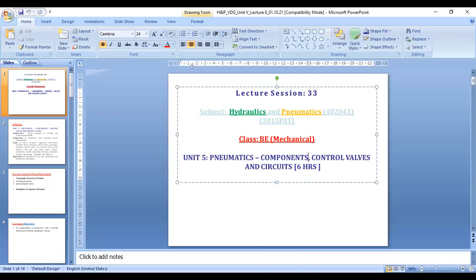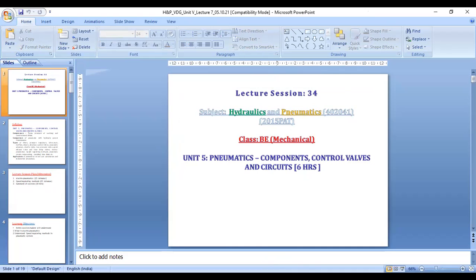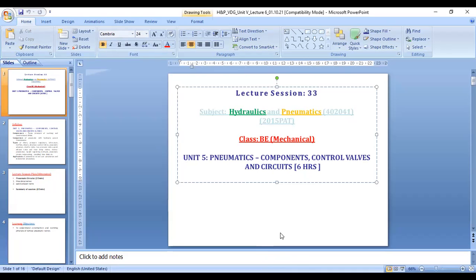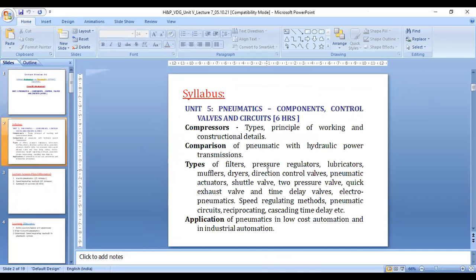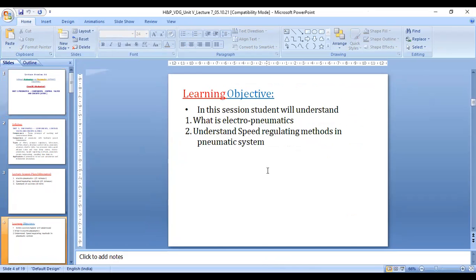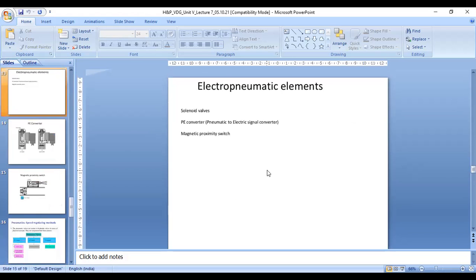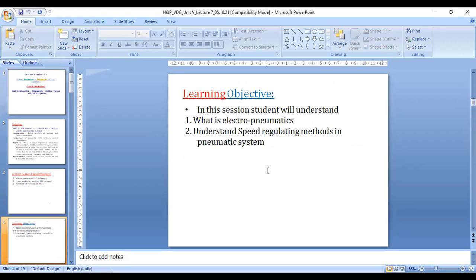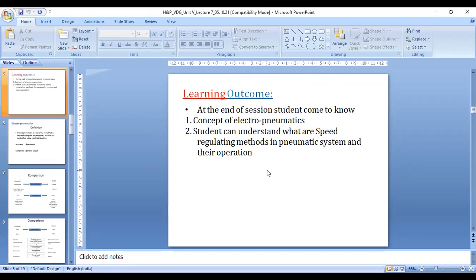Today we also cover lecture number 7. In this lecture, our objective is to understand what electropneumatics is and to understand speed regulating methods in pneumatic systems. The outcome from this lecture: at the end of the session, students will know the concept of electropneumatics, and can understand the speed regulating methods in pneumatic systems and their operations.